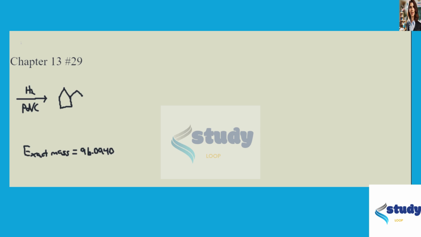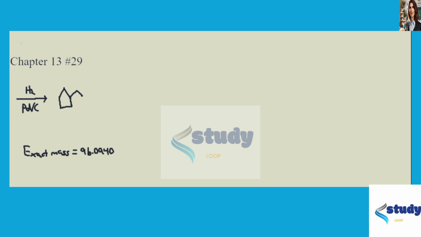This is the answer to Chapter 13, problem number 29 from the Smith Organic Chemistry textbook. In this problem, we are asked to propose two possible structures for a hydrocarbon having an exact mass of 96.0939 that forms ethyl cyclopentane upon hydrogenation with H2 and palladium on carbon.